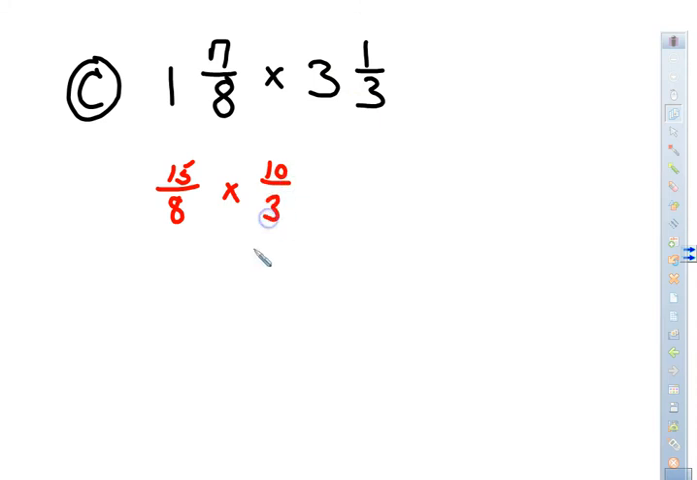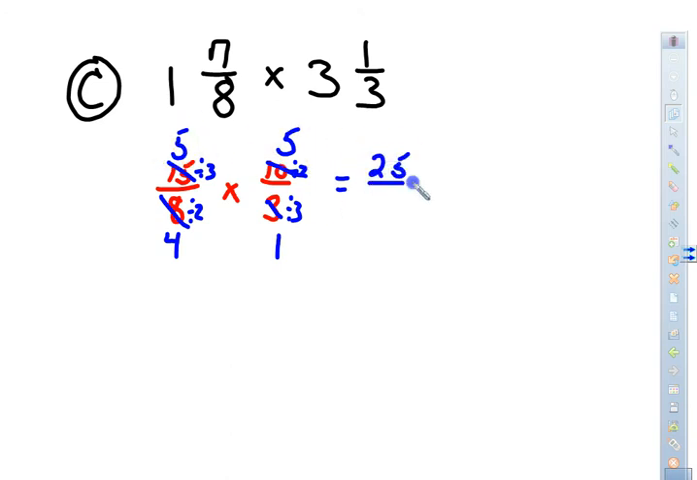Now we can look to cross reduce, and 8 and 10, we can divide both of those by 2, which is going to become a 4. This divided by 2 is 5. Now these two right here, 15 and 3, 3 does go into 15, so we're going to divide this one by 3 and get 1, and 15 divided by 3 gives me 5. Now we can multiply. 5 times 5 is 25, and 4 times 1 is 4.